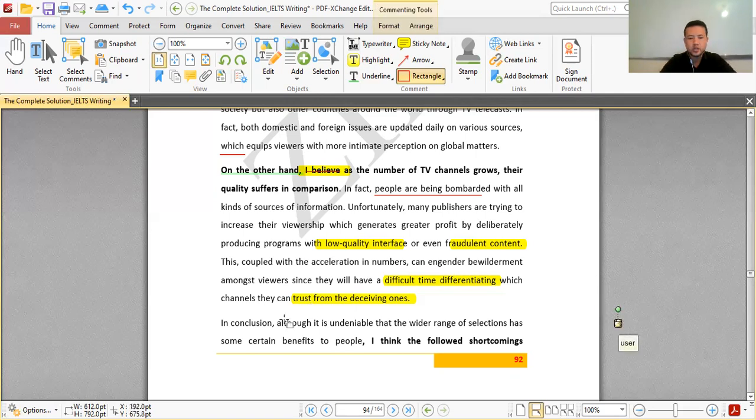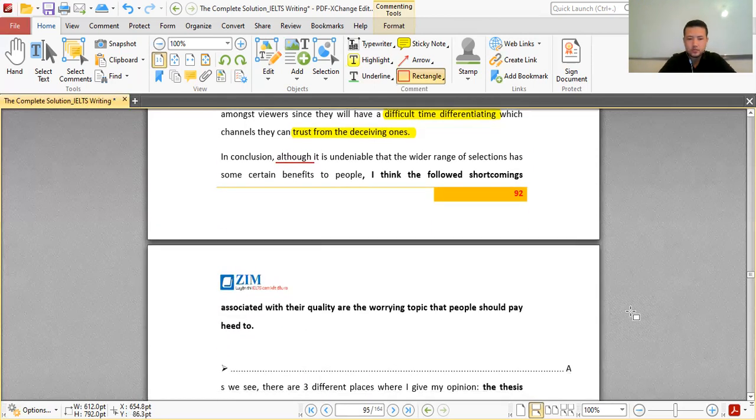And next one is conclusion part, guys. In the conclusion part, you have to use contrasting linking words: also, while, there is, however, okay? And that helps you to create two sides of argument plus your supporting part. For example, it's undeniable that the wider range of selections has some certain benefit to people. I think the followed shortcomings, guys, is situated with their quality, a worrying topic that people should pay heed to.